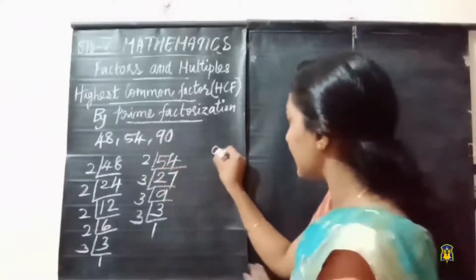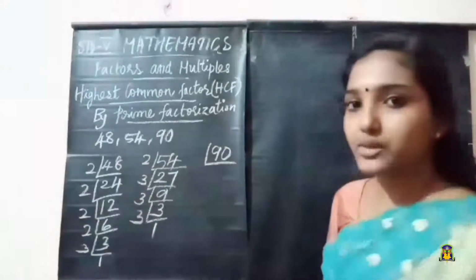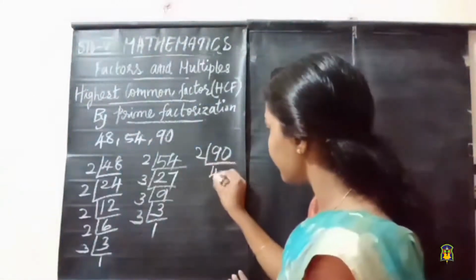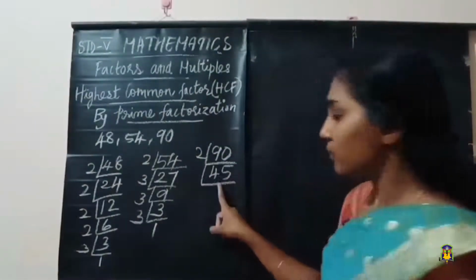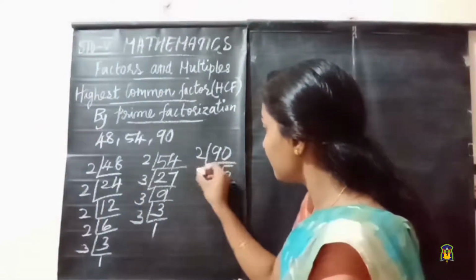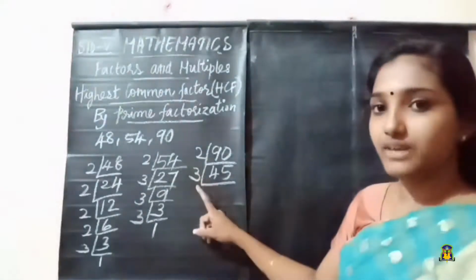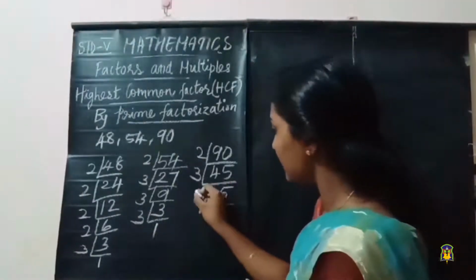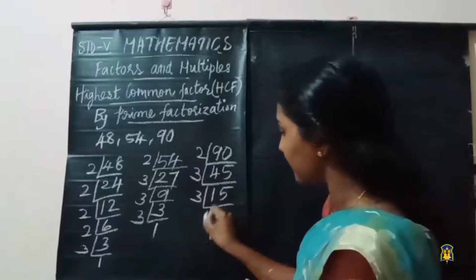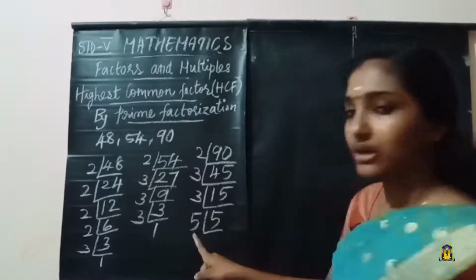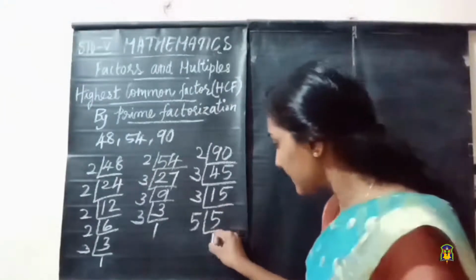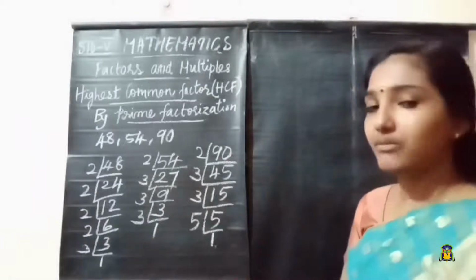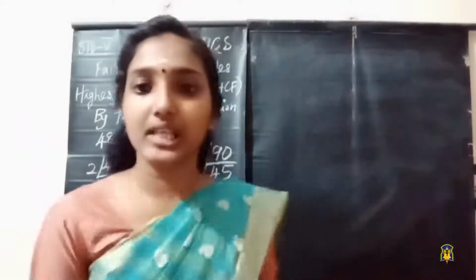One more number is there, 90. Doing the prime factorization of 90. 90 divided by 2 is 45. Then 45 divided by 3 is 15. Again 15 divided by 3, we'll get 5. 5 is a prime number, so we can divide it by 5 itself, and it is 1 here. So we have done the prime factorization of these 3 numbers.